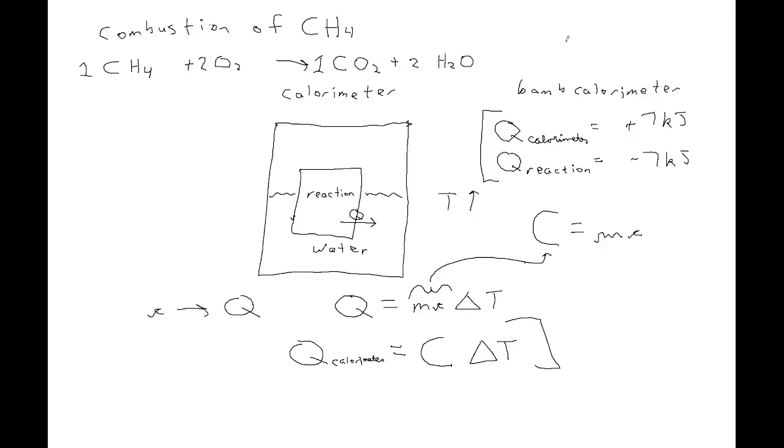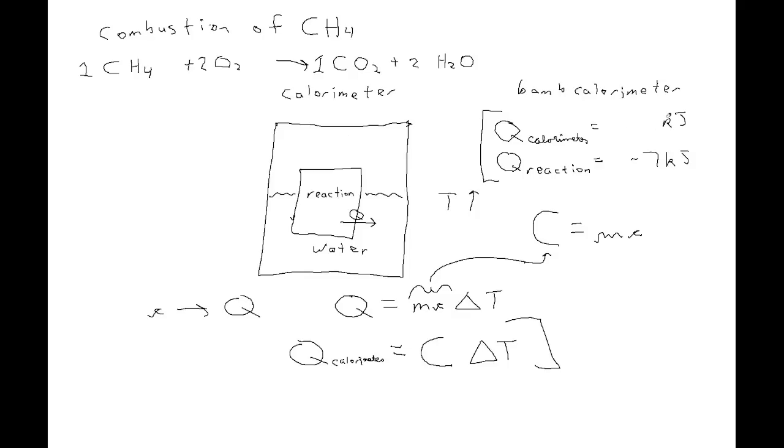If you know Q for the calorimeter, how can you figure out the Q for the reaction? Oh, so then it would just be the total Q minus Q for the calorimeter. Let's see. Actually, it's even simpler than that. We don't even need to think about the concept of the total Q here.